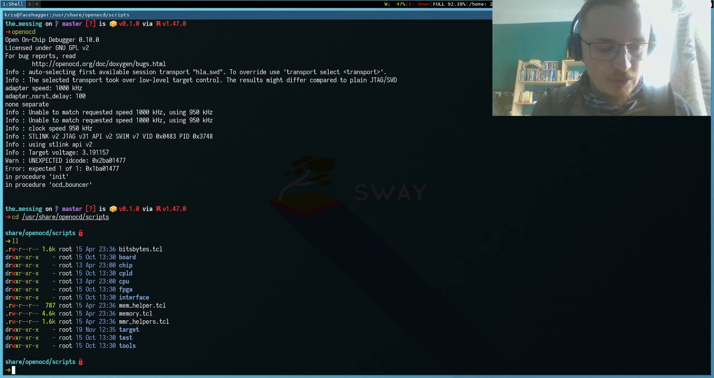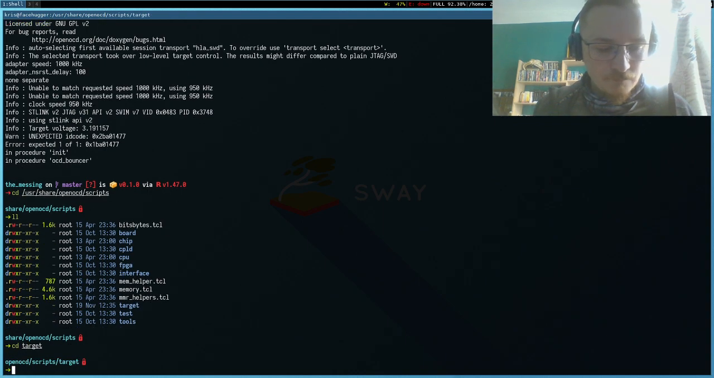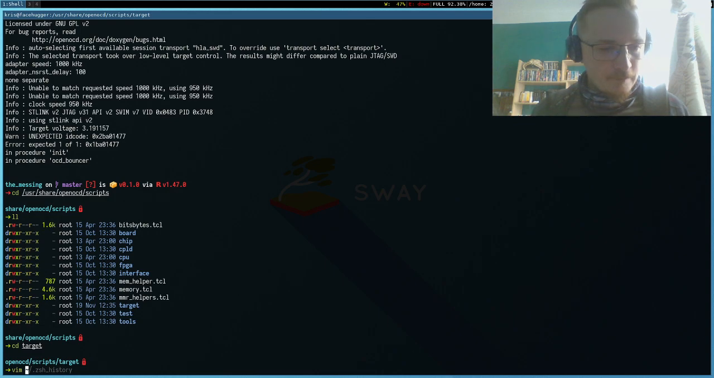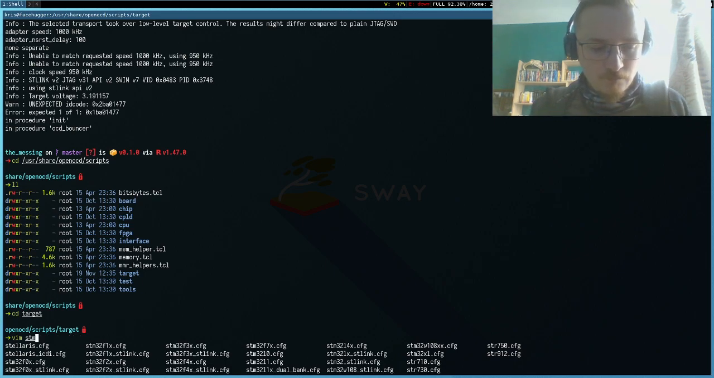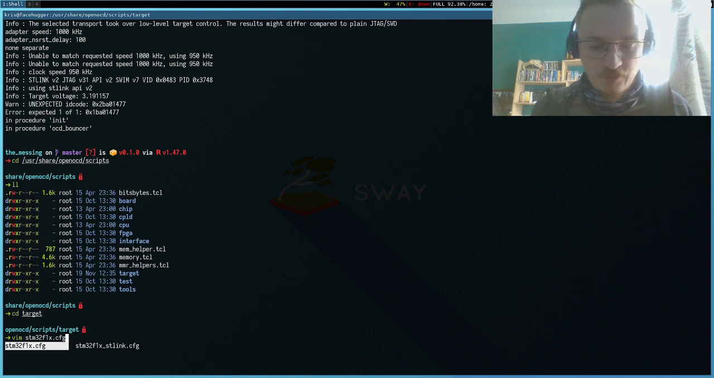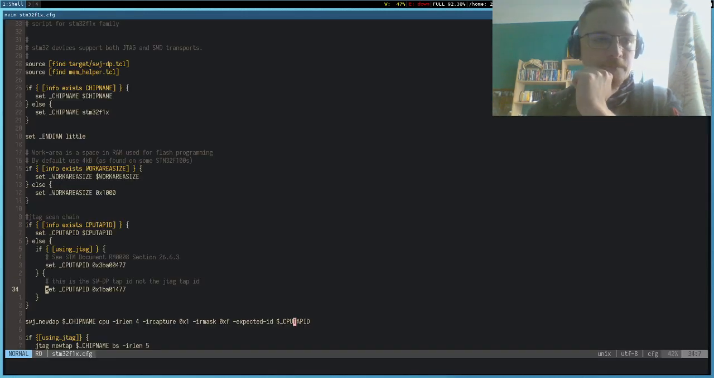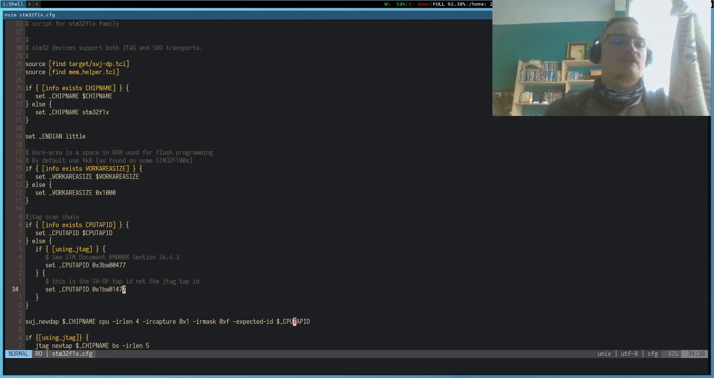So if we go to the target and we look for our chip, as in the original STM chip, which is this one. That's what we're using to program it, for example, when we are messing around with the PWM. There's this CPU TAPID, and that's basically what OpenOCD is expecting to see when it's connecting to the board.